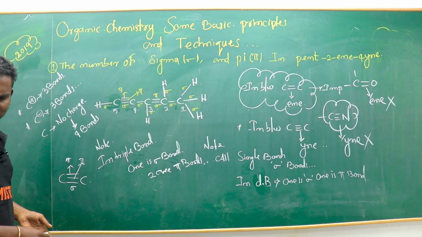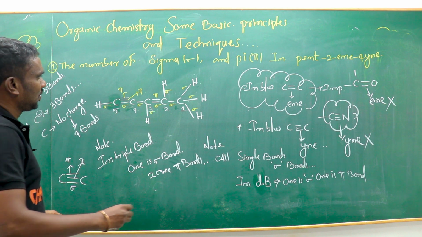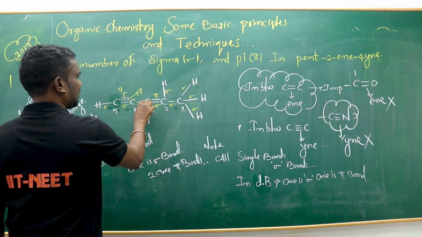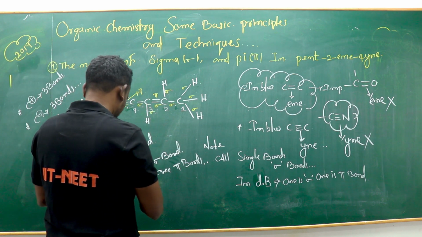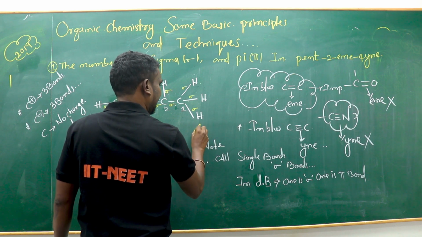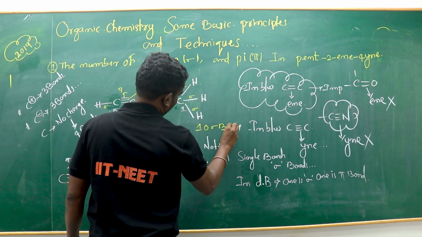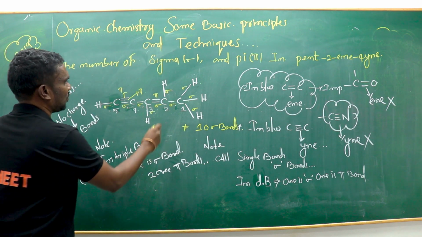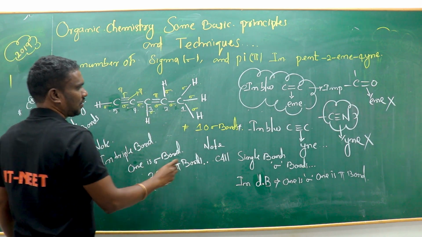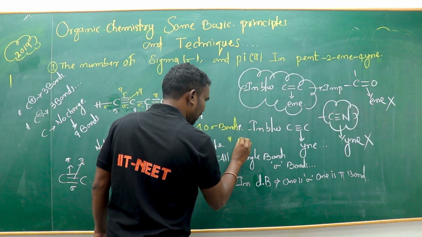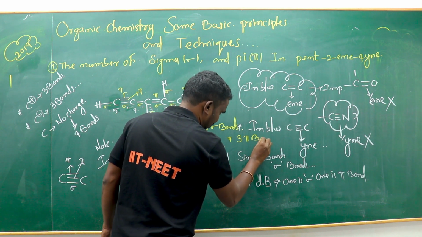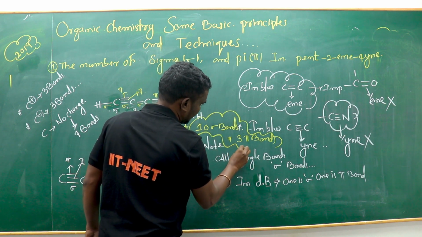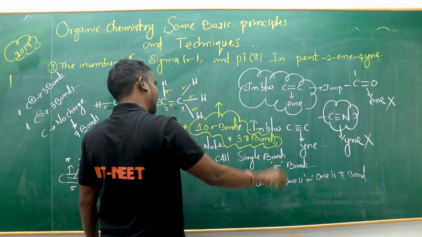Chalo. Now you just have to count. 1, 2, 3, 4, 5, 6, 7, 8, 9, 10. See, sir, how many sigma bonds, sir? 10 sigma bonds, right? How many pi bonds, sir? 1 pi bond, second pi bond, third pi bond, right? How many pi bonds? Likho beta, 3 pi bonds. So this is our answer, beta.